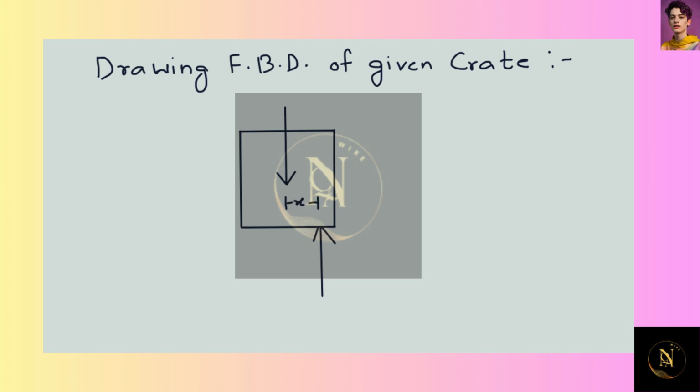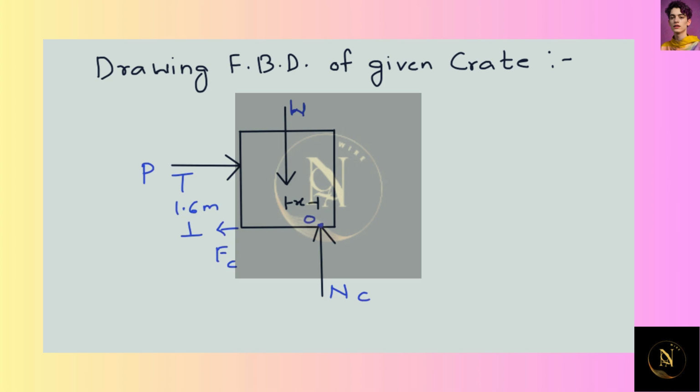So here this distance is x and this is P at a distance of 1.6 meter. Here it is Fc and here it is Nc. Here it is W.